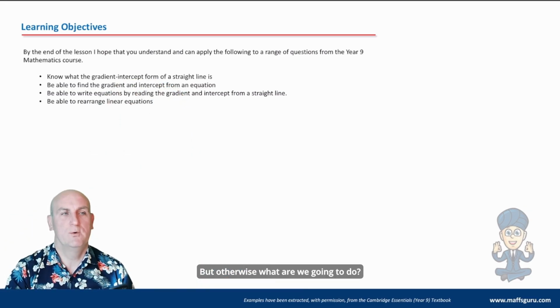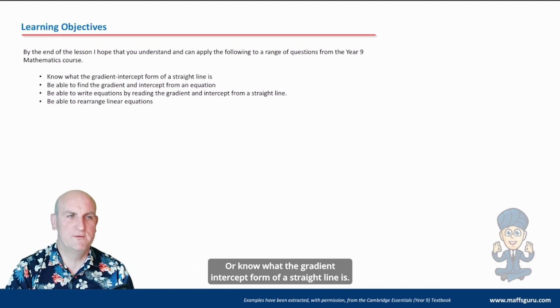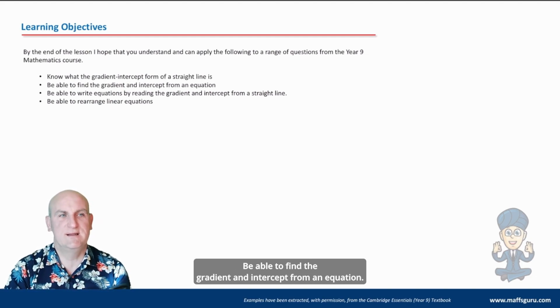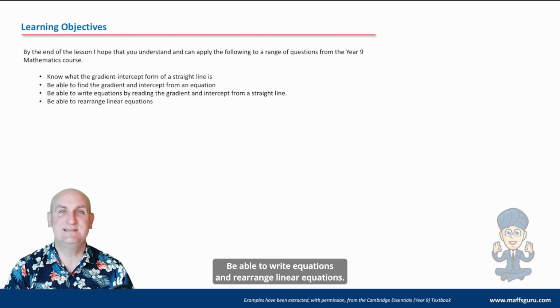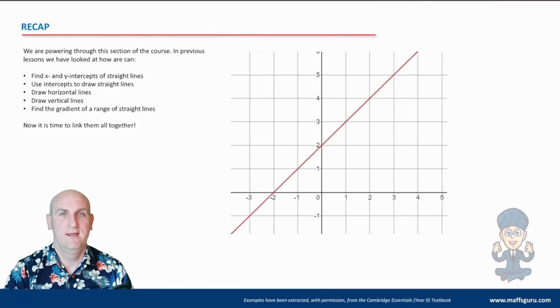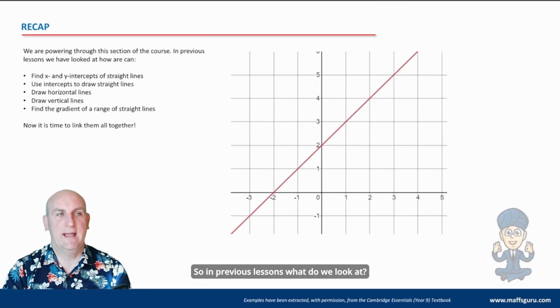But otherwise, what are we going to do? We'll know what the gradient-intercept form of a straight line is, be able to find the gradient and intercept from an equation, and be able to write equations and rearrange linear equations. That sounds like a lot of stuff to get through. Here we go. So in previous lessons, what did we look at?